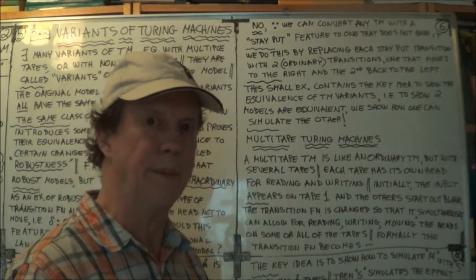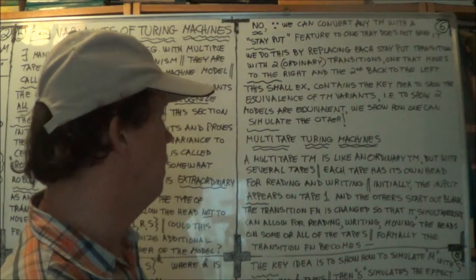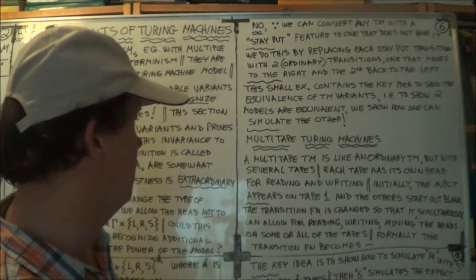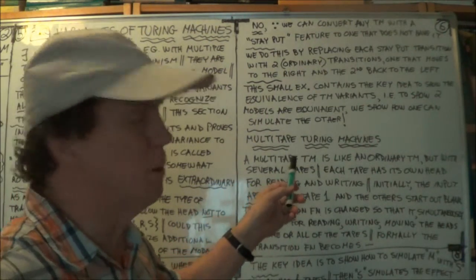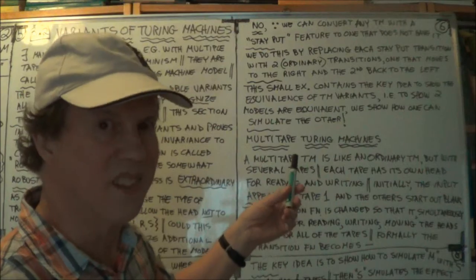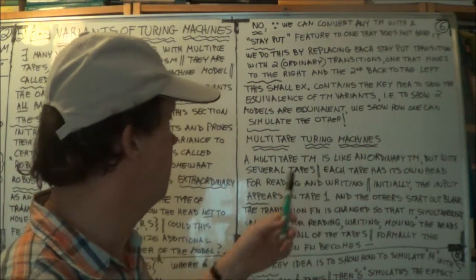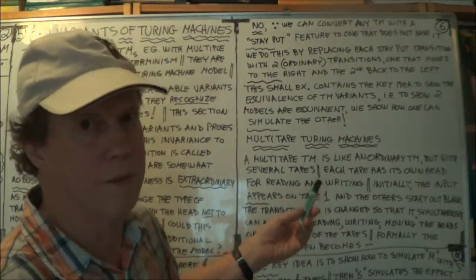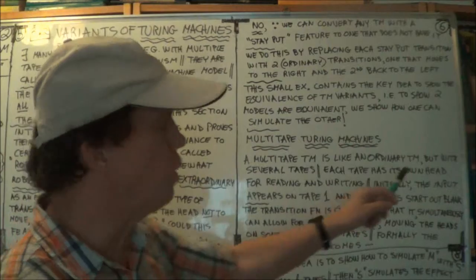There's no difference in power, which is one of the main lessons of this section. All right, so how does it work? Well, firstly, let's describe what a multi-tape Turing machine looks like. It's sort of similar to an ordinary Turing machine, but it has several tapes. Now each tape has its own head.